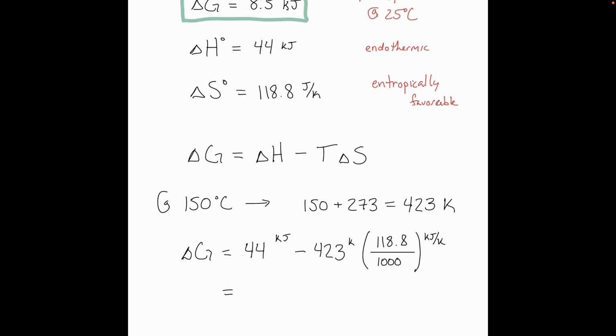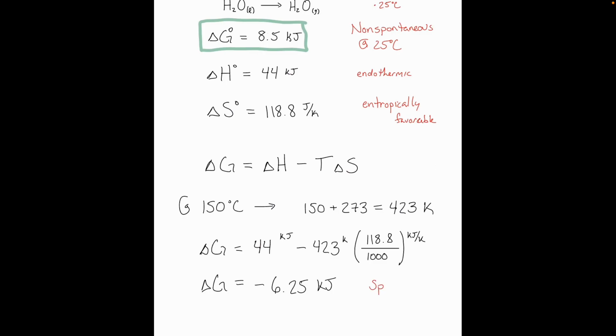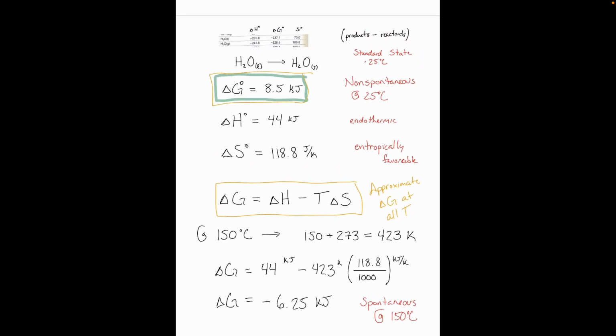And indeed, we get this negative value for delta G at 150 degrees Celsius, negative 6.25 kilojoules. All right, so although this vaporization reaction is non-spontaneous at 25 degrees Celsius, we see that it is spontaneous. We have a negative delta G at 150 degrees Celsius. So again, we can use this equation here to approximate delta G at any temperature other than 25 degrees Celsius. The value that we get for delta G from our table is only good at that one temperature. But if we want to figure out any other temperature, we can use this formula here.